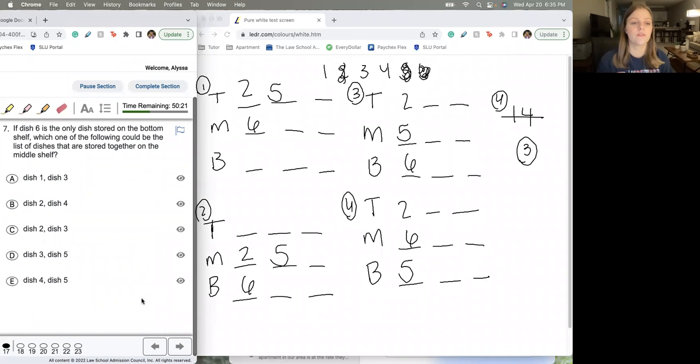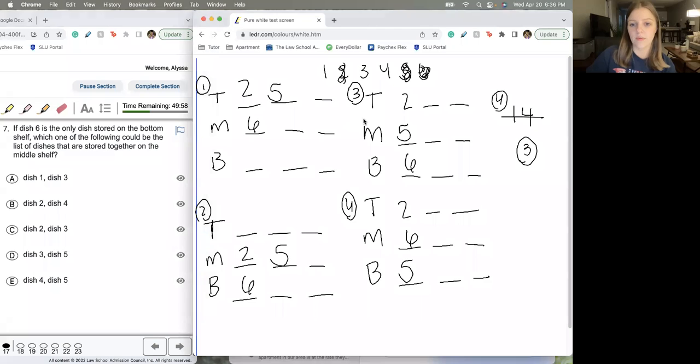And question 7 says, if dish 6 is the only dish stored on the bottom shelf, which one of the following could be the list of dishes that are stored together on the middle shelf? So first things first, this is giving me an if question, which means it's limiting me to when 6 is only on the bottom shelf by itself. So first thing I'm going to do is figure out which world that's happening in. And that's happening in my third and second world.